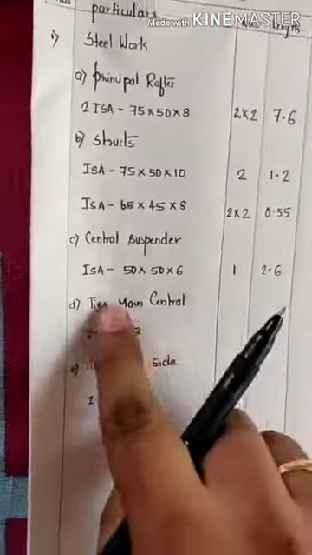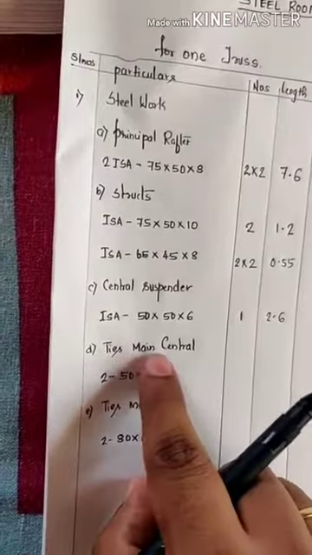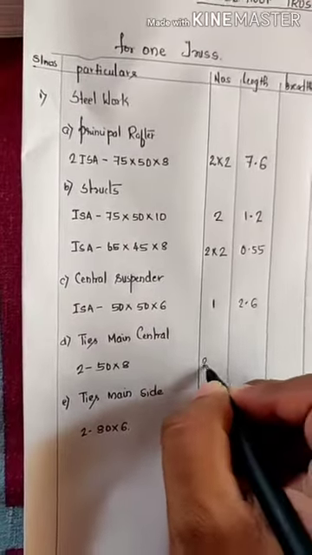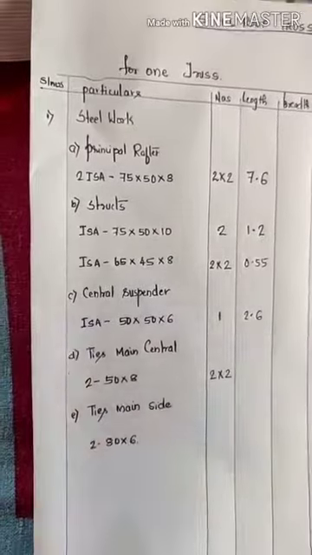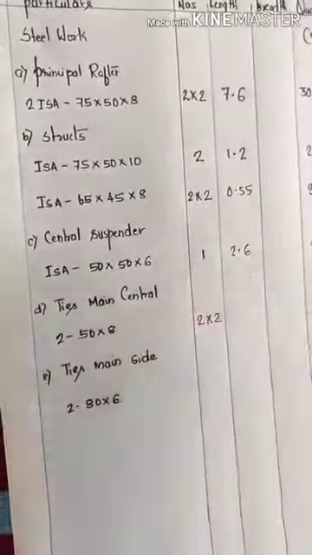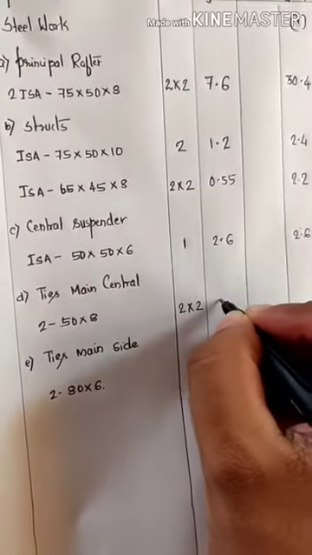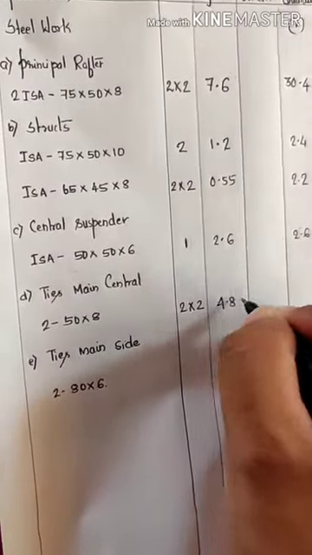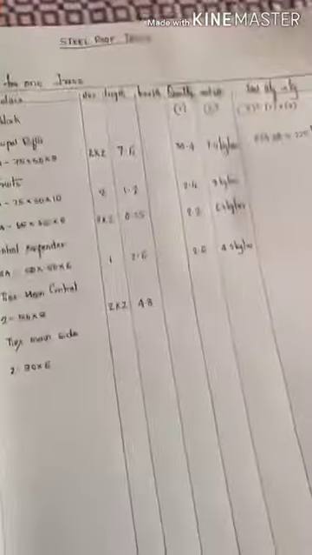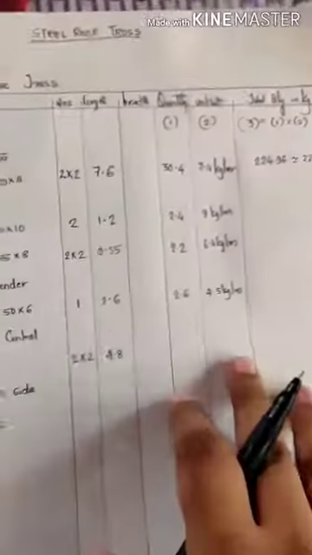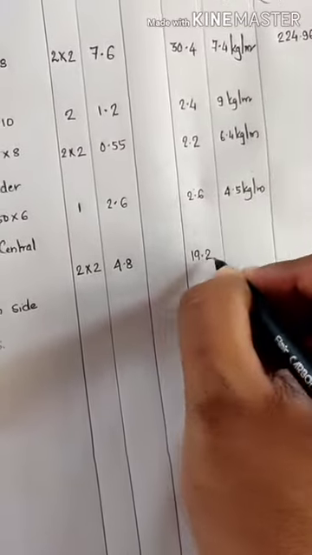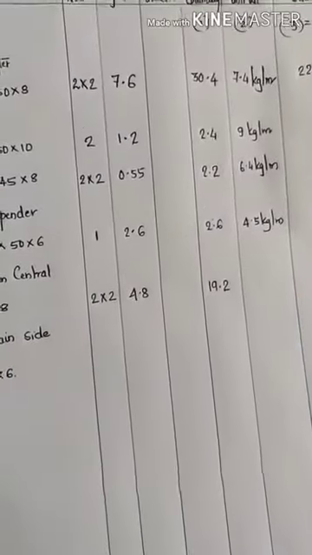So tie member main central, main because it is the main component. So 2 on one side and 2 on the other side. Right. So total there are 4 numbers. 4 members. So what is length? Length is 4.8 meter long. See, he has given 4.8 meter long. So 4 into 4.8 you will get 19.2 as the total length.